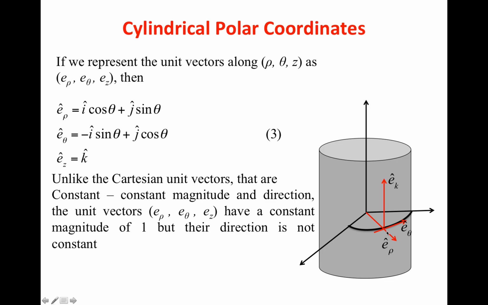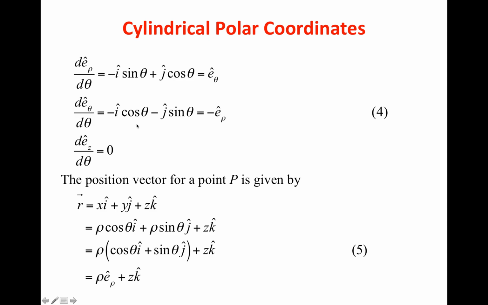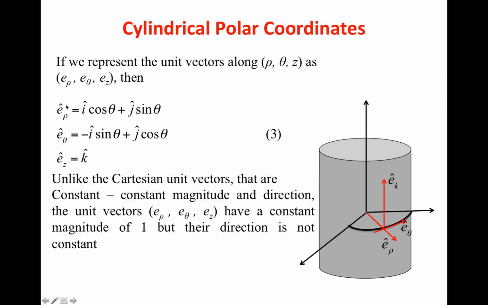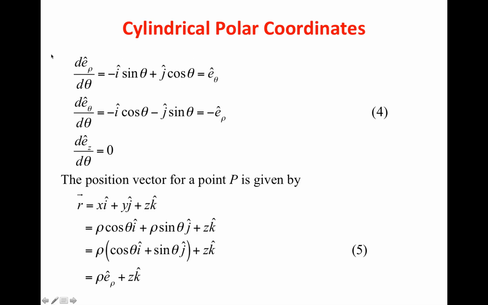So just imagine that you have a point P here whose projection comes here. Your e_rho cap direction is going to change, and so will the e_theta cap direction. In cylindrical polar coordinates, of course, e_z cap remains in a constant direction. So these two unit vectors are now a function of the variable theta. Let us see what is the rate of change of these unit vectors with respect to theta.